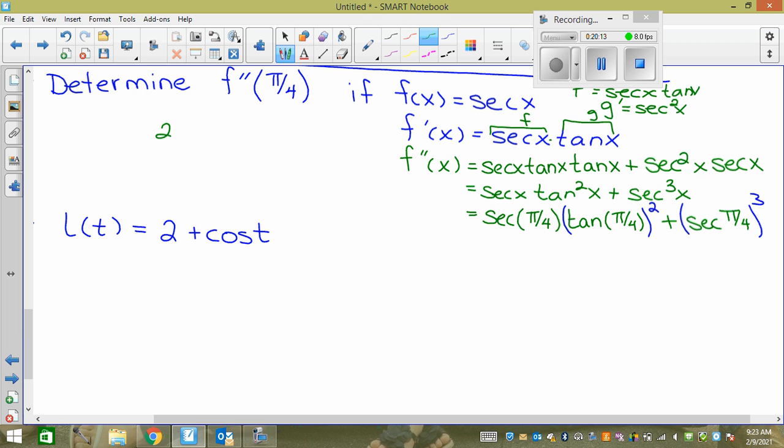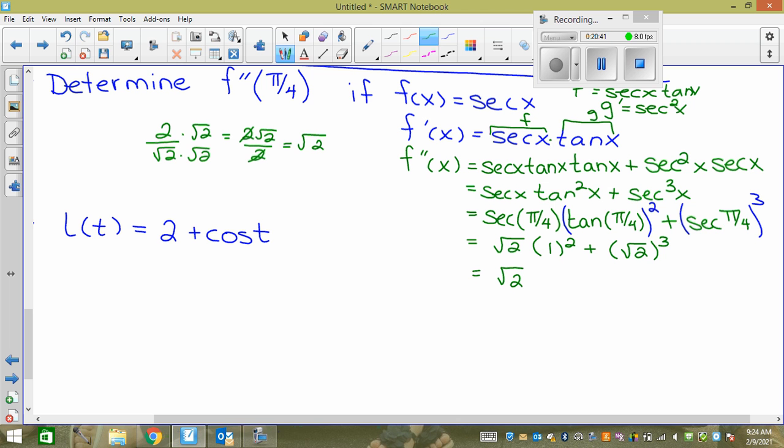Because 2 over root 2 is 2 root 2 over 2, which is root 2. So we're going to get root 2. Tan of pi over 4 is my favorite. It's just 1. It's root 2 over 2 divided by root 2 over 2. So it's 1 squared plus root 2 cubed. So here we're going to get root 2 plus root 2 cubed. Is root 2 cubed an answer?